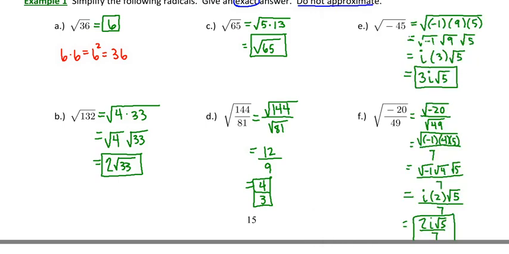Just like with the fraction, you always write a fraction in reduced form. If you have a radical in your answer, it's necessary to write it in simplified form as well.